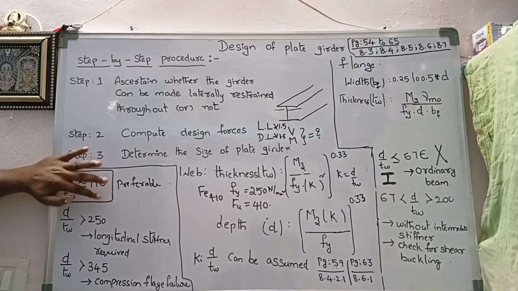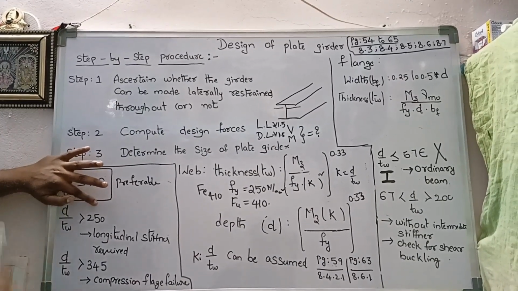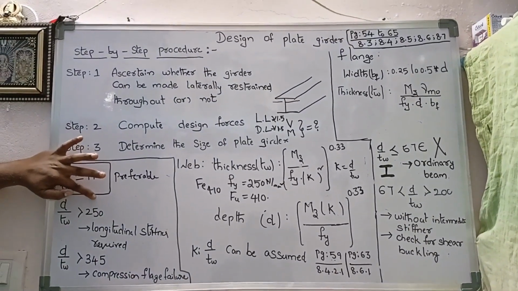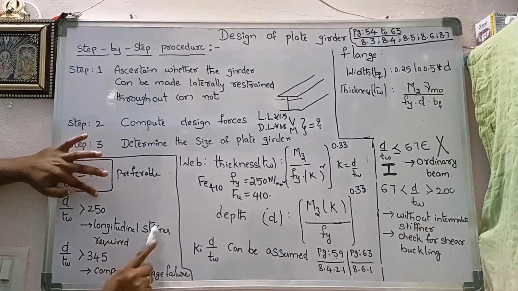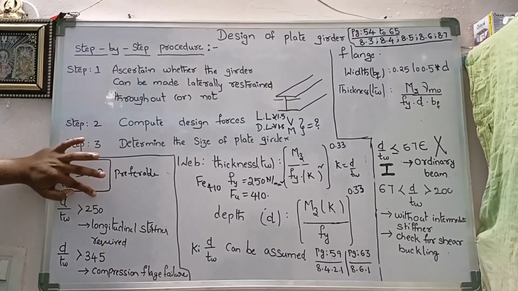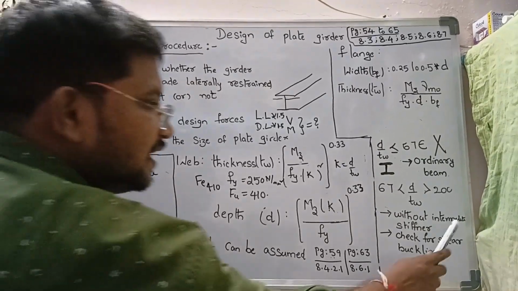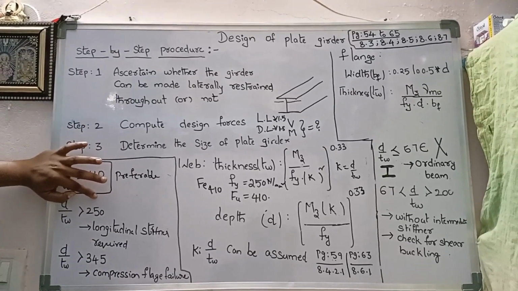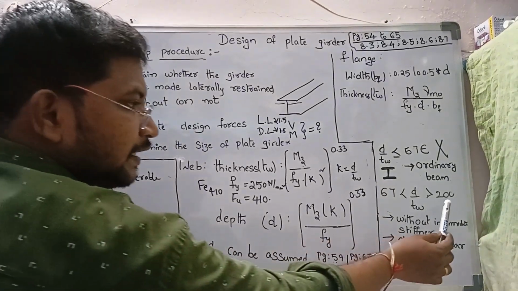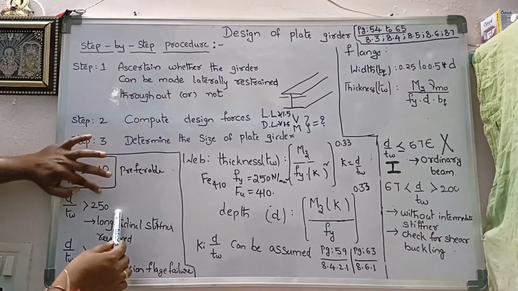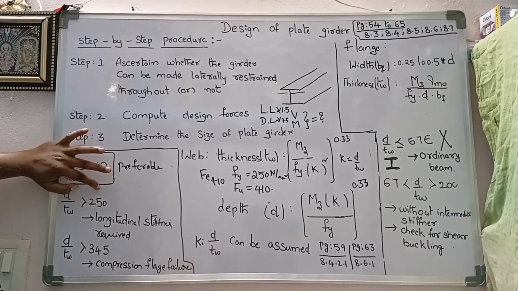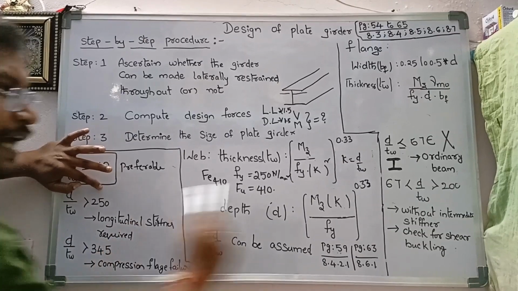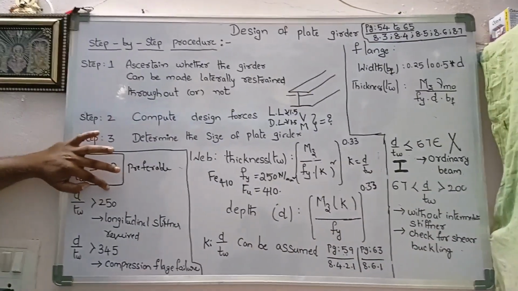If you assume the d by tw value greater than 250, along with intermediate stiffeners, you need to provide longitudinal stiffeners. Please observe, if you are increasing d by tw value, stiffeners are increasing. You need to provide longitudinal stiffeners along with intermediate stiffeners.